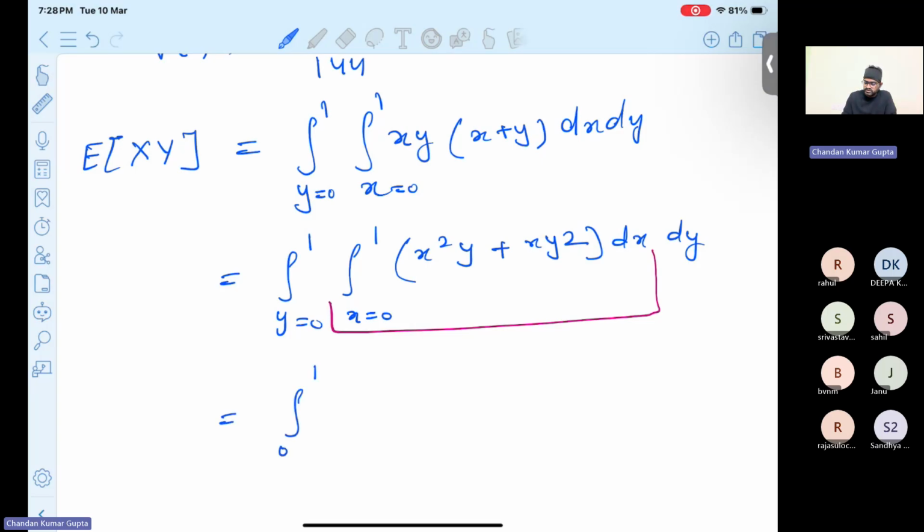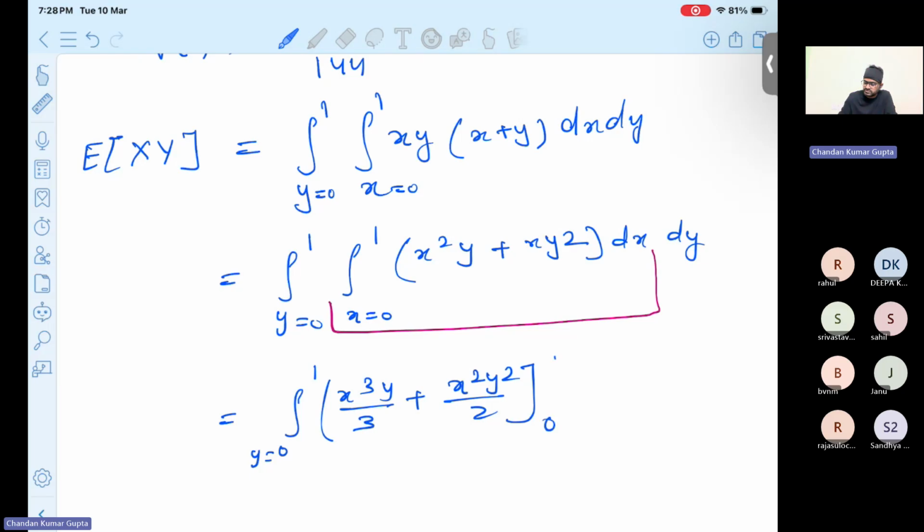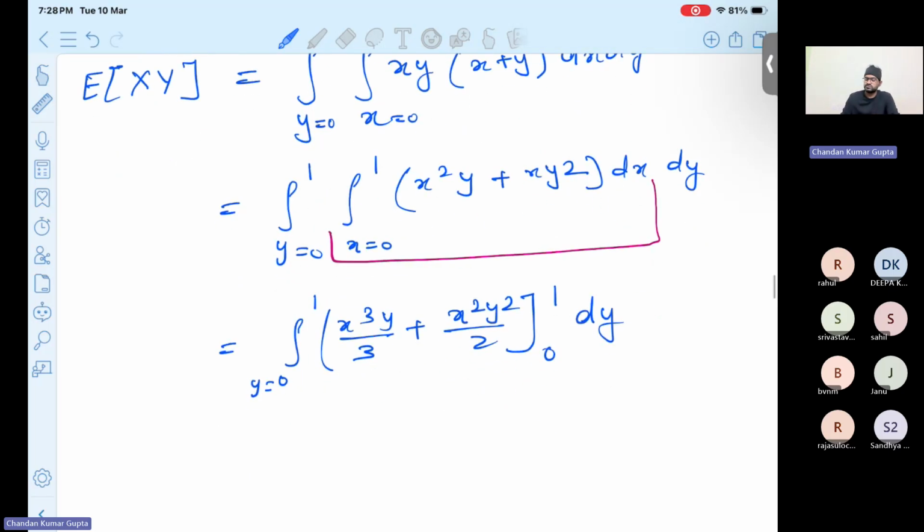So it's 0 to 1 and 0 to 1, and then integrating x gives x cube y by 3 plus x square y square by 2, from 0 to 1, dy. I hope you can understand. x square is integrated as x cube by 3 and y is there, so x cube y by 3. And x into y square: x is integrated as x square by 2 and y square is also there. Okay, so this is the case.